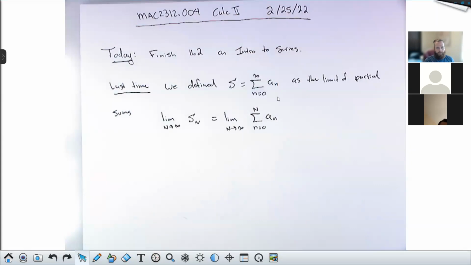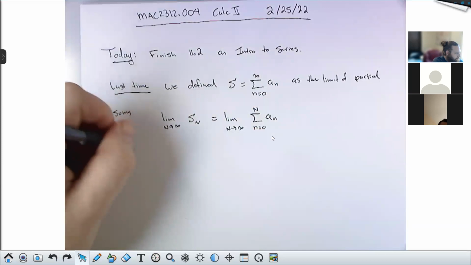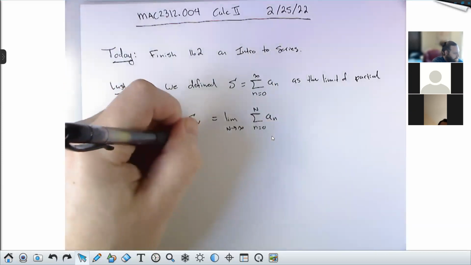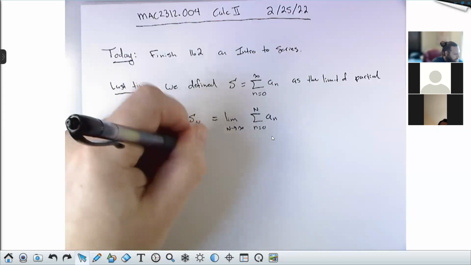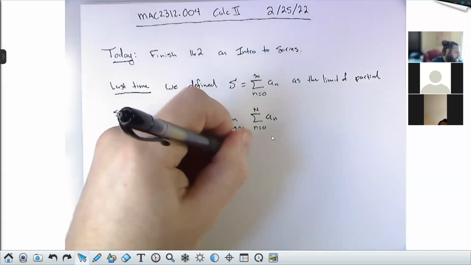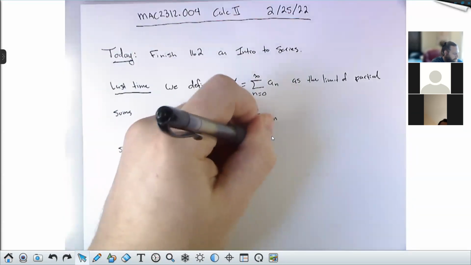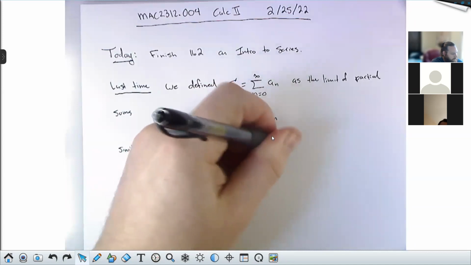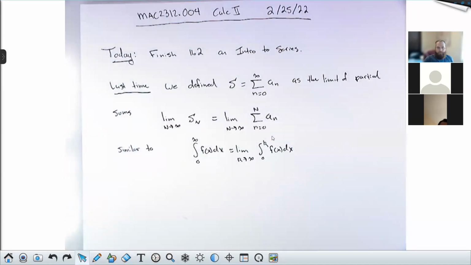The full infinite series is the limit of this kind of finite series, very much similar to how we wrote the integral from 0 to infinity of f of x dx as the limit as r goes to infinity of the integral from 0 to r of f of x dx. Right, and we said that the infinite series converges if this limit exists and is finite, right? If the limit of the partial sums exists and is finite.